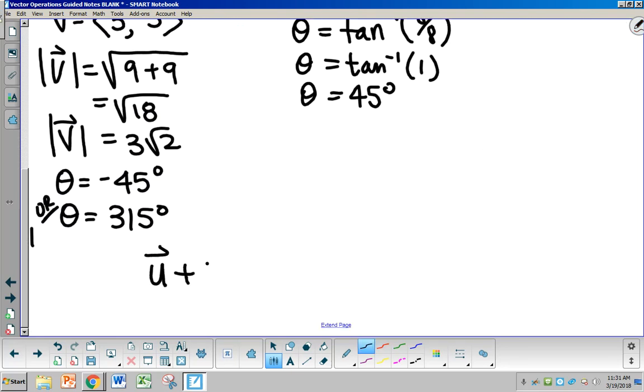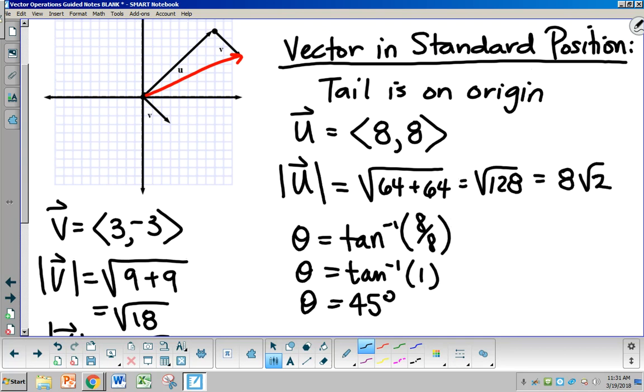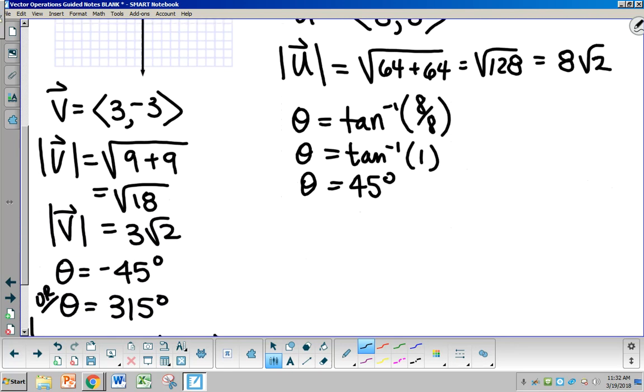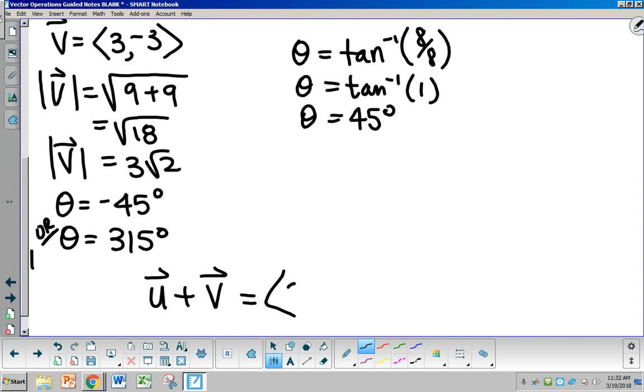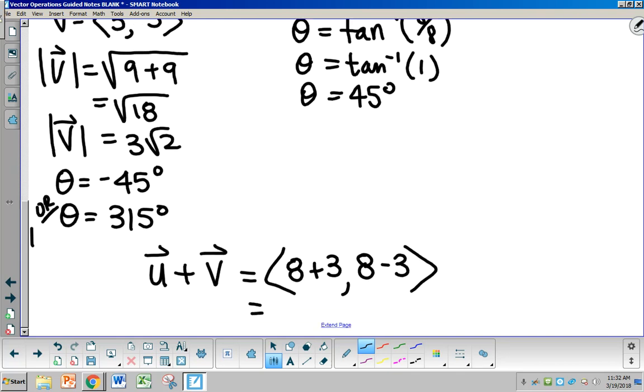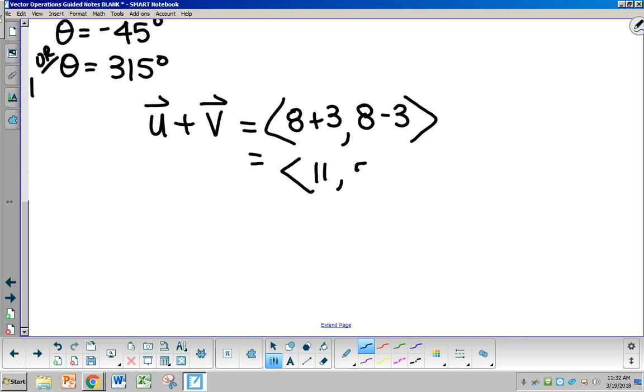So U plus V is going to equal, now, if we were going to do the component parts here, I'm adding 8, 8, to 3, negative 3, right? So I'm going to start at 8, 8, and move to the right 3, and then down 3. So I'm going to take 8, add 3 to it, which gives me 11, and then take the other 8 and subtract. So it's going to be 8 plus 3, comma, 8 minus 3. And so the new resultant should be, in component form, 11, comma, 5.